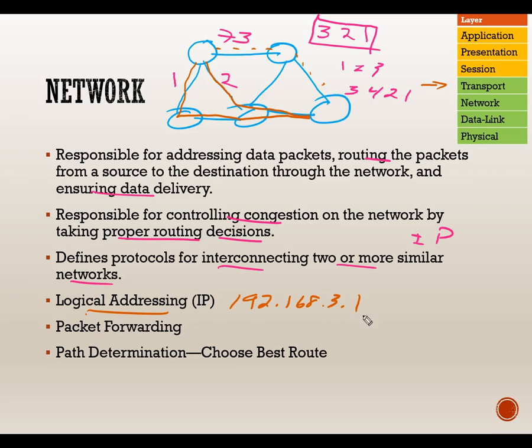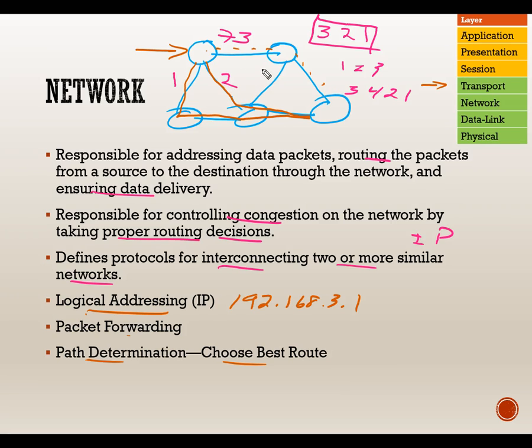Packet forwarding means that a packet comes up to one of these devices here. If we're in here and connecting our network from here into this device, packet forwarding is going to send it out one of these three interfaces to get to the eventual destination. So that's what packet forwarding is. And path determination is to choose the best route. The best route may actually change if we have multiple capabilities to get from A to B.